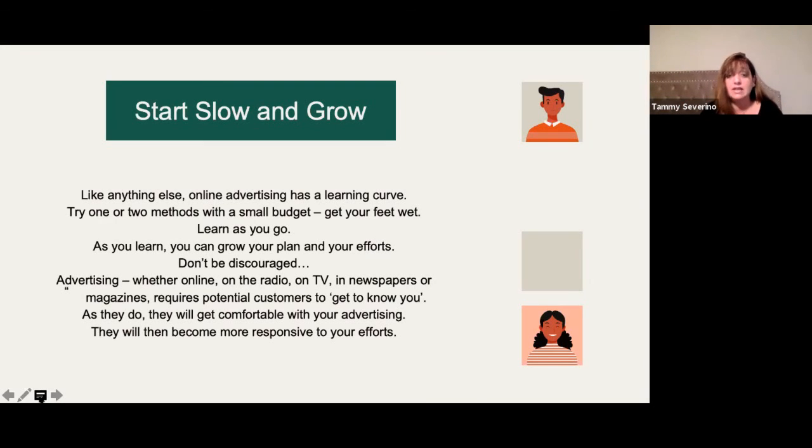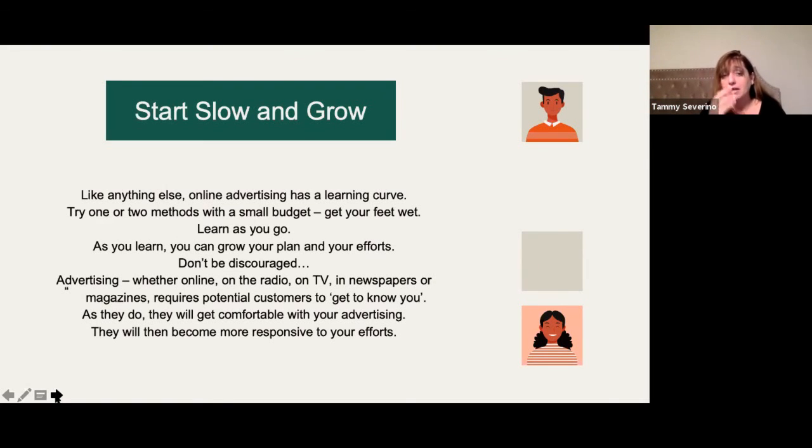And advertising, no matter what form you take, you may go online. You may also decide you want to advertise on a local radio station, in a local newspaper, on television, in a magazine. All of those advertising efforts take a little while for the customer to get to know you. So give potential customers an opportunity to kind of get to know who you and your business are, and for them to get comfortable, and for you to get comfortable with all of what you're doing.